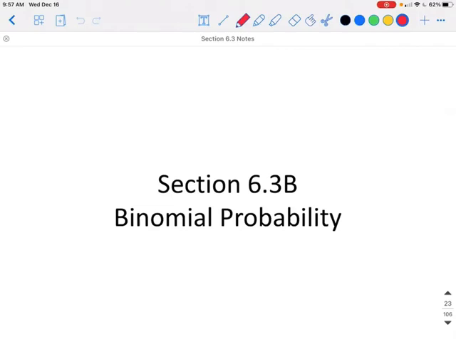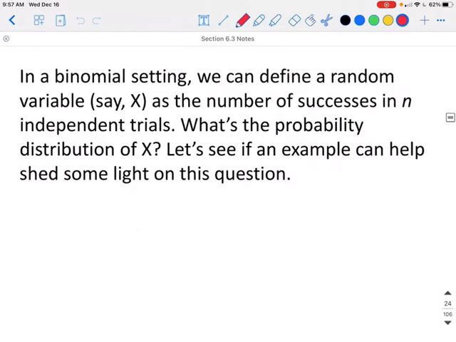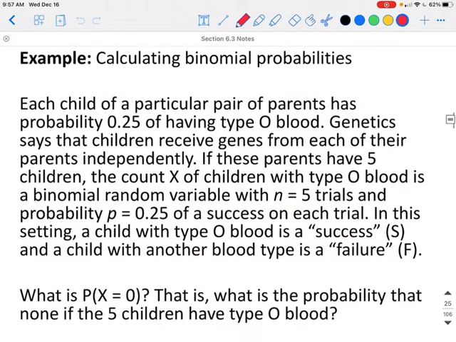This is section 6.3, part B, Binomial Probability. In a binomial setting, we can define a random variable, let's say x, as the number of successes in n independent trials. What's the probability distribution of x? Let's see if an example can help shed some light on this question.